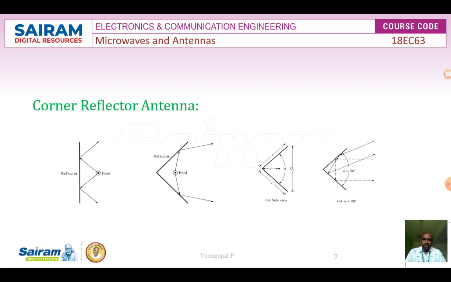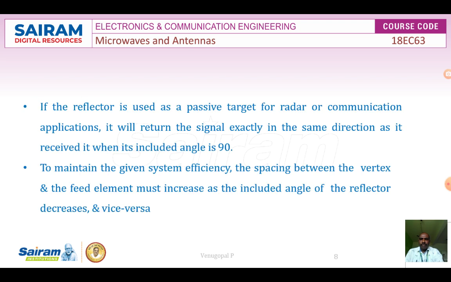Next type of the reflector antenna is the corner type reflector antenna. You are observing the different views and also the reflector antenna at various angles. And here you are observing the reflector antenna at alpha equal to 90 degrees. So the reflector is used as a passive target for radar or communication applications. It will return the signal exactly in the same direction. When the signal returns exactly in the same direction, it means the included angle is 90 degrees.